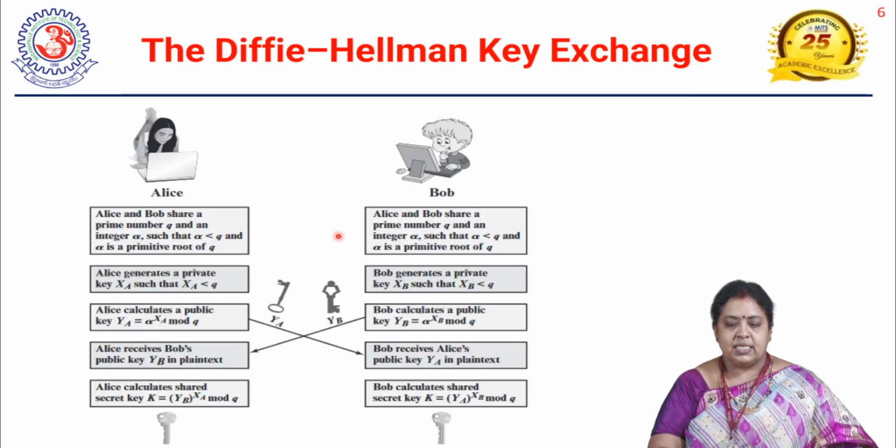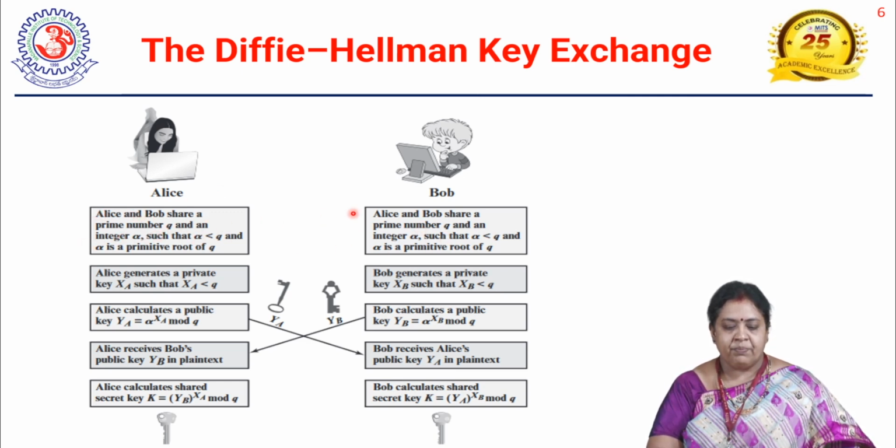Now we see the Diffie-Hellman key exchange in this particular diagram. Alice is the sender, whereas Bob is the receiver. Alice and Bob share a prime number, so these two will use the same prime number and the same integer. Alice is going to choose a prime number q, and Bob is also going to use the prime number q, which is the same prime number that has to be shared between Alice and Bob. And they are going to choose an integer called alpha. And what is the condition here?